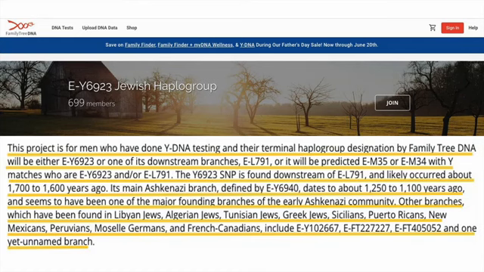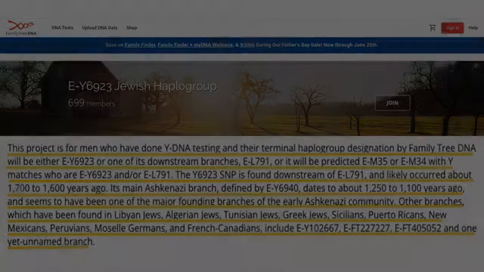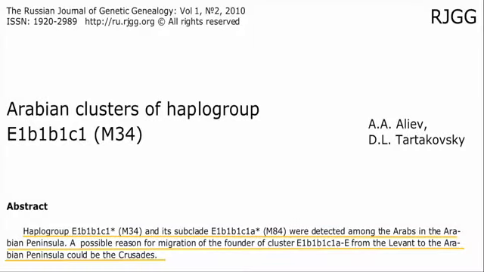Other branches which have been found in Libyan Jews, Algerian Jews, Tunisian Jews, Greek Jews, Sicilians, Puerto Ricans, New Mexicans, Peruvians, Moselle Germans, and French Canadians include E-Y102667, E-FT227227, E-FT405052, and one yet unnamed branch. Clearly, E-M34 is among Jewish populations, but let's look deeper into Arabian populations that carry E-M34.